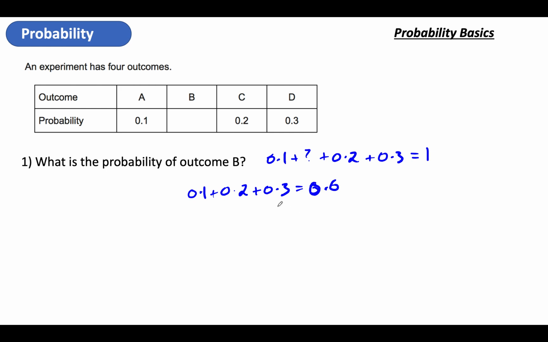And if I want to know what B is, I need to take it away from 1 because I know they must all add up to 1. So 1 take away 0.6 is 0.4. So the probability of B is going to be 0.4. It has to be because they have to add to 1. Because 1 is certain, on my little scale of probability, 1 is certain. Well, it's certain when I do this experiment I'm going to get one of these things, so together the probabilities must add up to 1. There we go, probabilities sum to 1.